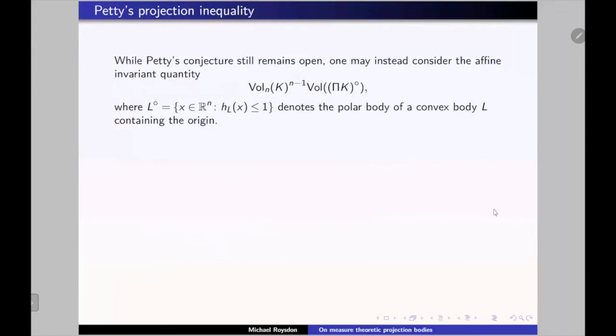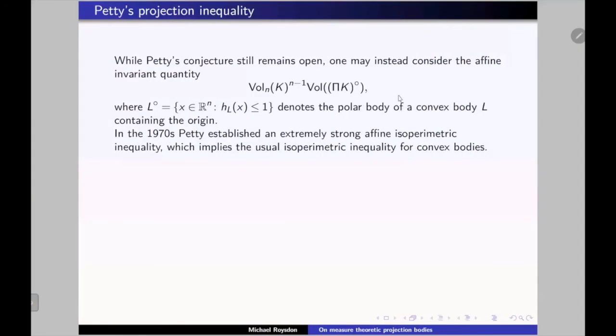Okay. While Petty's conjecture is open, he was able in 1970 to prove an inequality concerning the polar of the projection body of K. So what Petty was able to show, he instead considered the affine invariant quantity: the volume of K to the n minus 1 power times the volume of the polar projection body of K, meaning he took the dual. Here, L circle is just all x in R^n so that the support function of x never exceeds 1. For example, if you just take lp balls for p bigger than 1, its polar is the lq ball, where q is Hölder conjugate to p. So this is one such example.